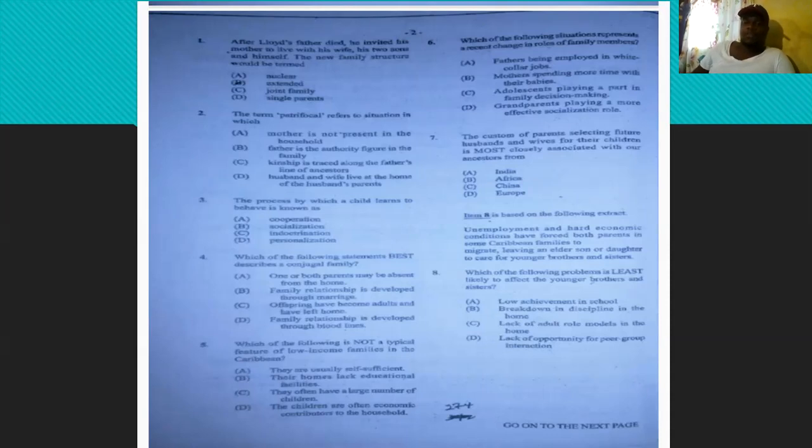Is it A, low achievement in school, B, breakdown in discipline in the home, C, lack of adult role models in the home, or D, lack of opportunities for peer group interaction? Least likely to affect the younger brothers and sisters, lack of opportunity for peer group interaction. All the others are great.